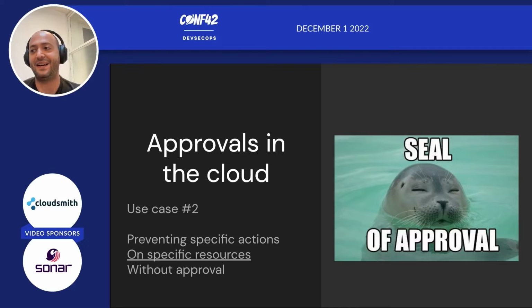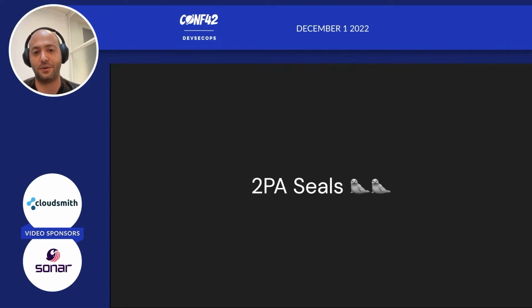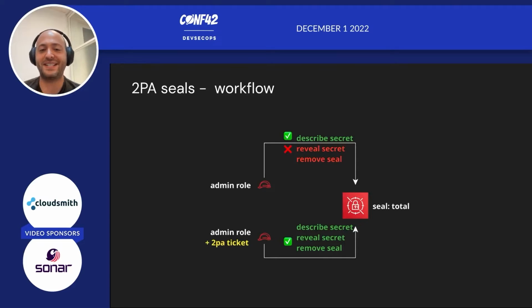A second use case, of a more granular nature: we said, great, we can restrict sensitive actions, but now we want to restrict sensitive actions on some resources. We refer to this feature as 2PA seals. The way it works is, let's say I have an AWS Secrets Manager secret, and I want to tag it with seal equals total. Once I do that, I want an admin role to be able to describe that secret, but not to reveal it and never to remove the seal. Whereas the same admin role with a 2PA ticket can describe the secret, reveal it, and even remove the seal. So let's see how it's done.